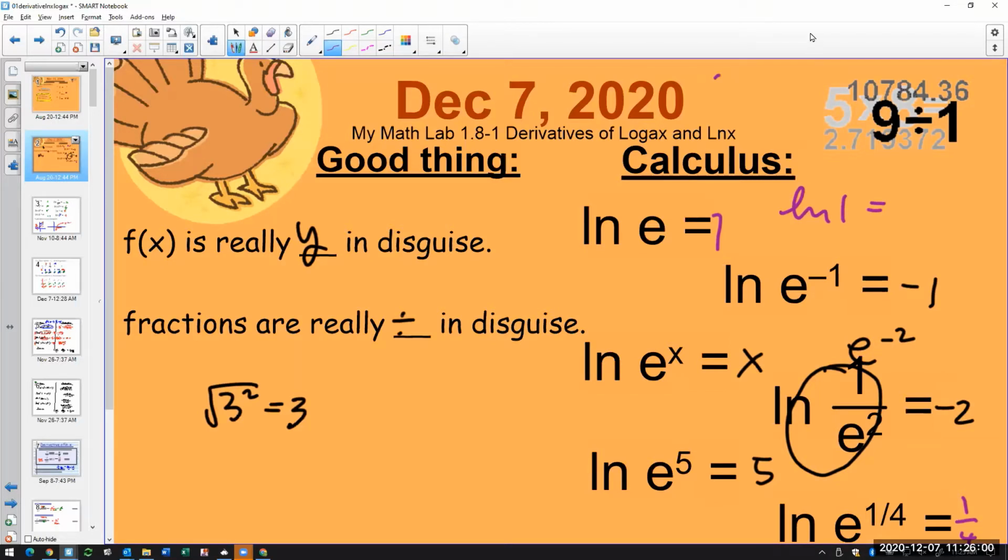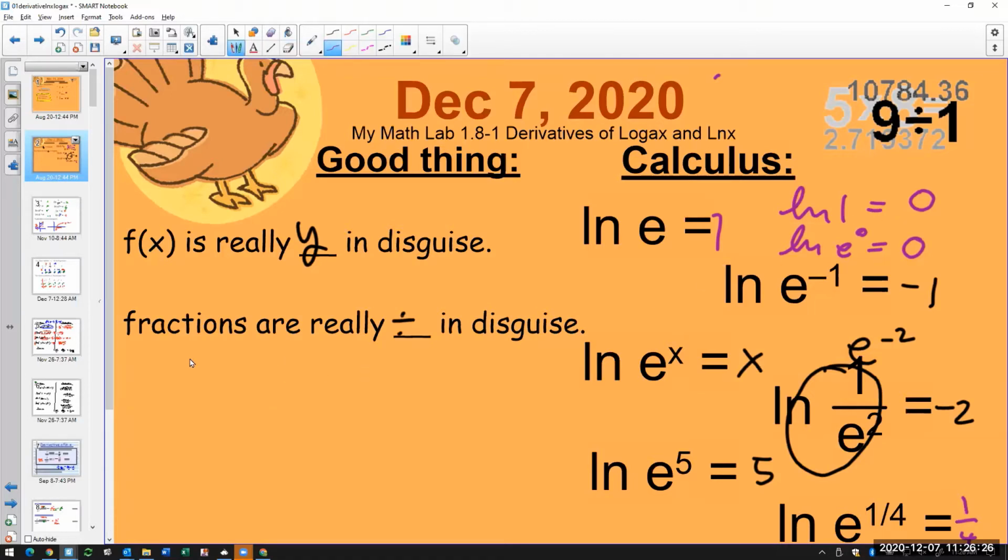Close. Okay, let's try this again. What's another way I can write 1 in terms of e? Isn't that ln of e to the what? 0. So now what is it? It's 0. Okay, so ln of e is 1, but ln of 1 is 0. Just to make things confusing. Isn't ln of e to the 0 the same thing as 1? Right, so that's 0. So that's why both of these are 0.